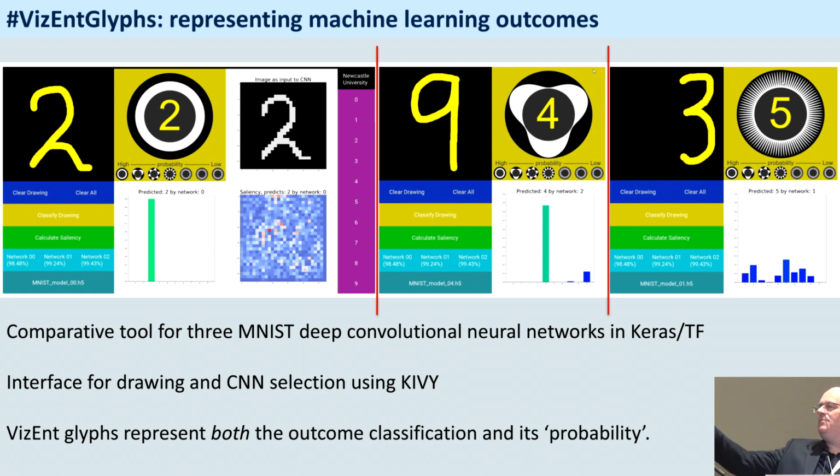It thinks the 9 might possibly be a 4, and it thinks the 3 might be a 5, but it's really very uncertain about it. And that kind of quick, at-a-glance understanding of the second variable is what we're really after.